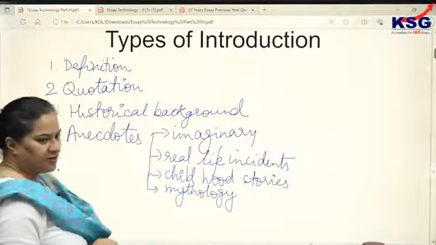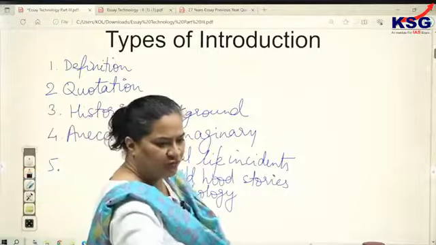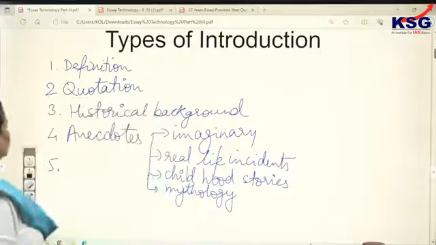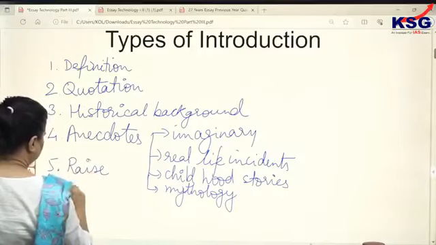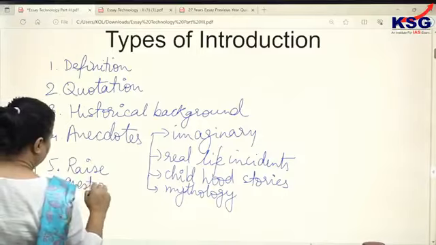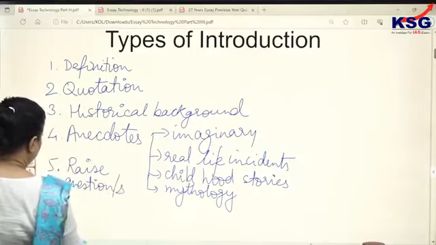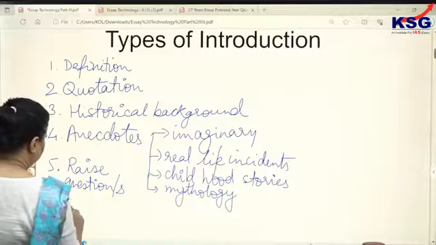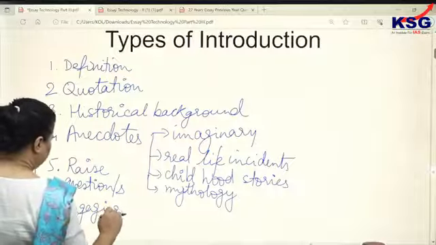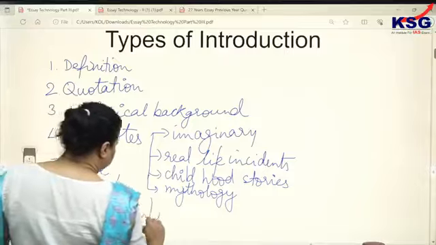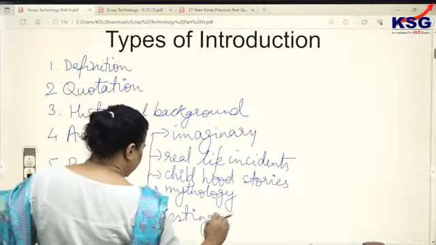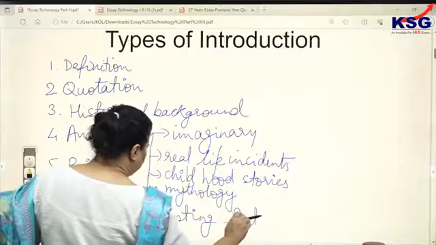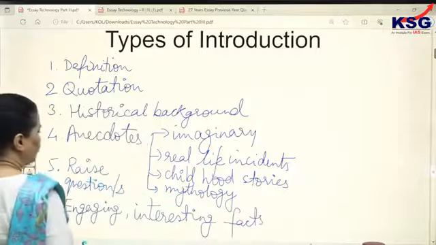We can consider a few other types of introduction. Okay, no one has sent any so far. No problem, I'll continue. So you can also raise questions. You can also start with engaging, interesting facts which are there in the news and relevant to the topic. So you can start with that as well.